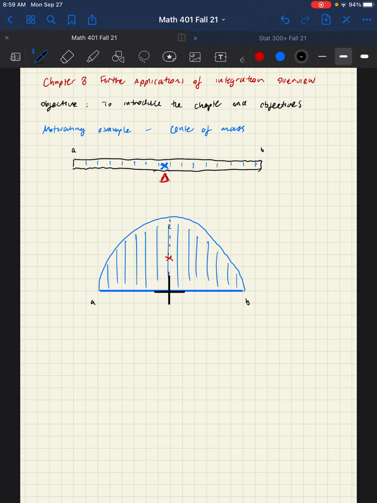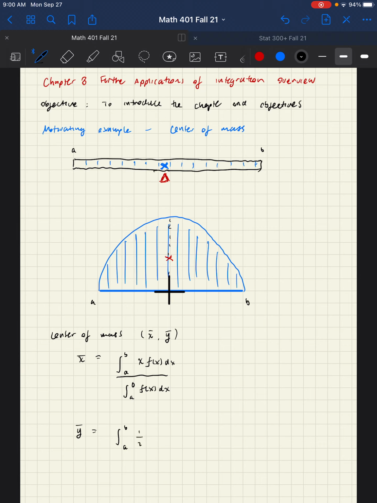It turns out that if we generalize the idea of center of mass to something that's continuous and distributed like this, then we discover that the center of mass is given by the points x bar comma y bar, where x bar is the x coordinate that gives the location given by the integral from a to b of x f of x dx over the integral from a to b of f of x dx, where f is the function that determines the shape of this particular object or solid.